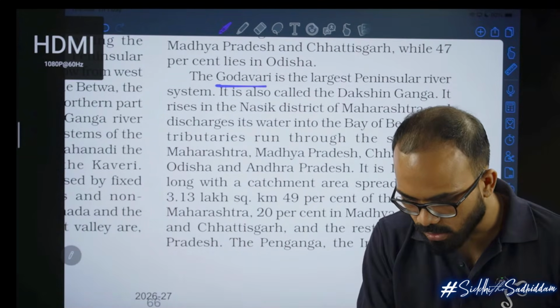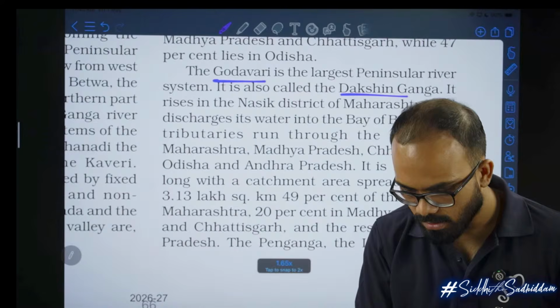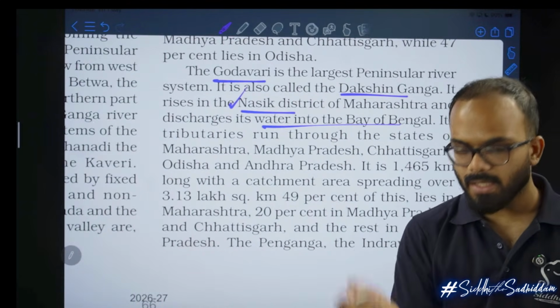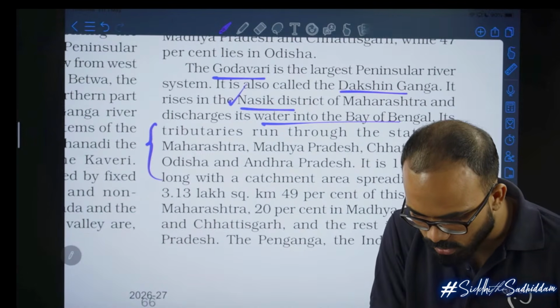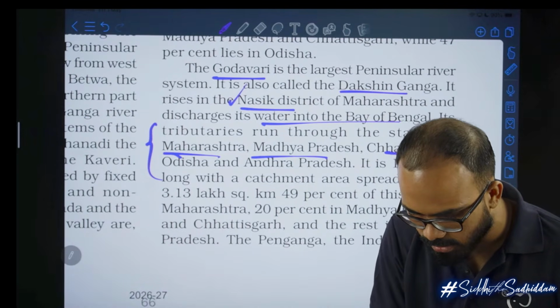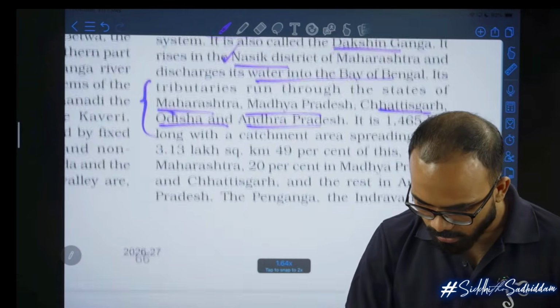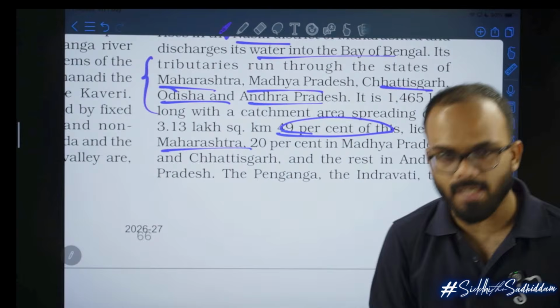Godavari, also known as Dakshin Ganga, starts at Nashik of Maharashtra and discharges water into Bay of Bengal. So this is the starting point, Triambakeshwar. Then it runs through the states of Maharashtra, Madhya Pradesh, Chhattisgarh, Orissa and Andhra Pradesh. Then majority of this, that is around 49% of this, is in Maharashtra.